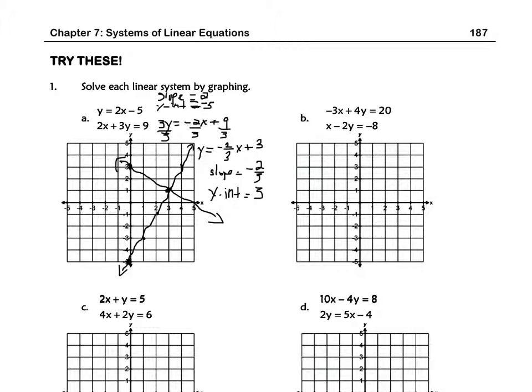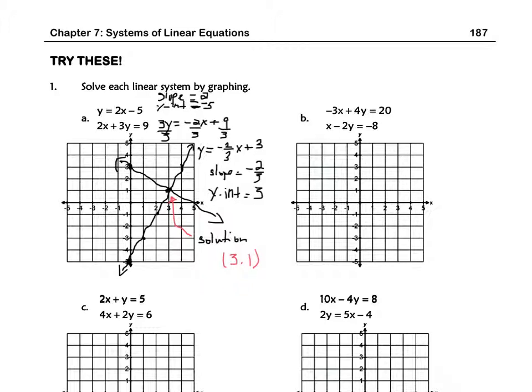And the solution would be the point of intersection, which would be right here. And that would be coordinates 3 for the x and 1 for the y.